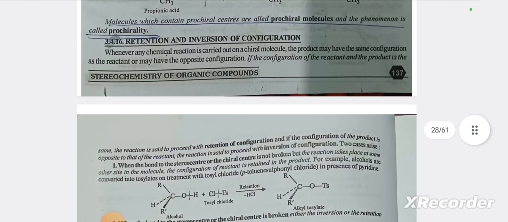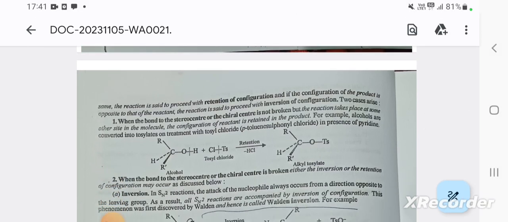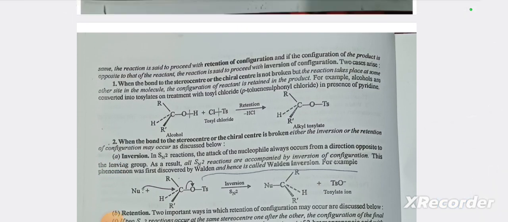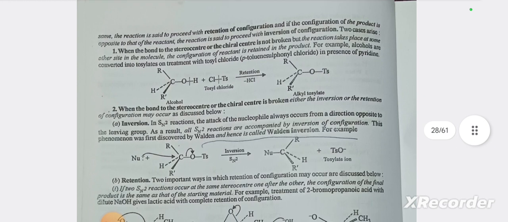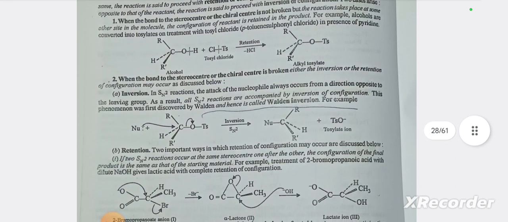Retention and inversion of configuration. When any chemical reaction is carried out on a chiral molecule, the product may have the same configuration as the reactant or may have the opposite configuration. If the configuration of the reactant and the product is the same, the reaction is said to proceed with retention of configuration, and if the configuration of the product is opposite to that of the reactant, the reaction is said to produce inversion of configuration.